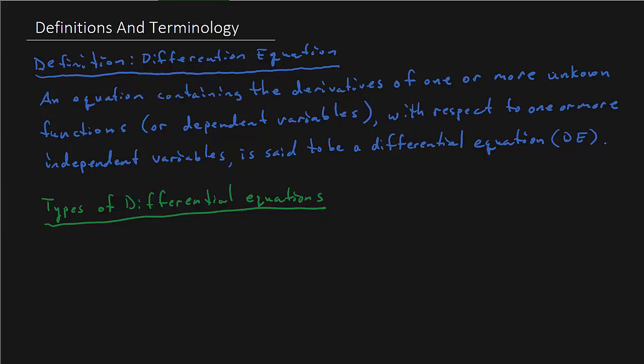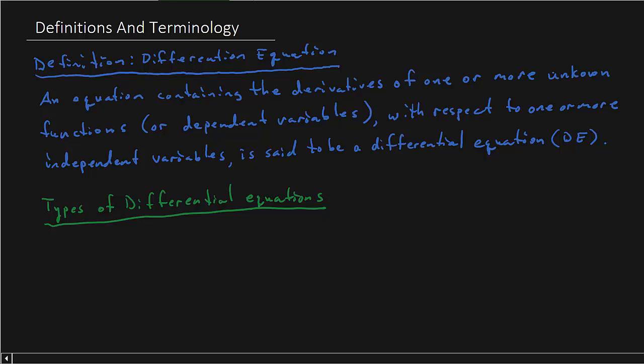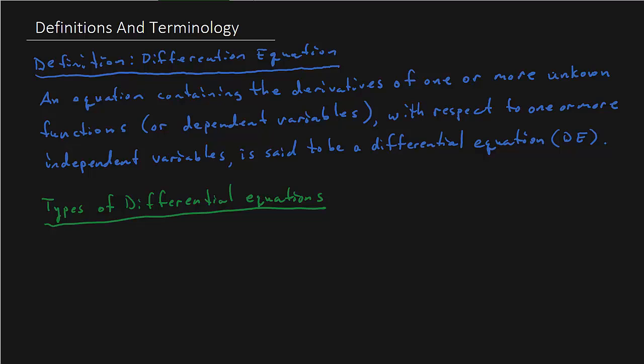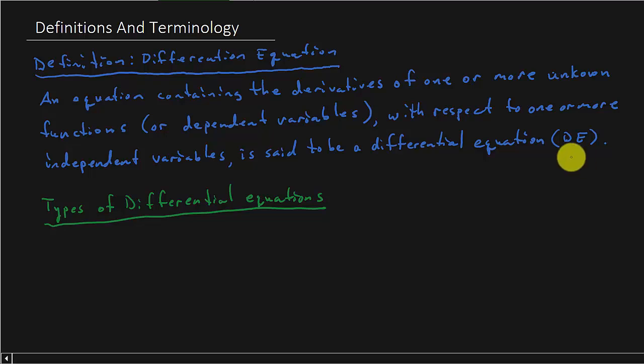All right, so we've got the definition. Differential equation: an equation containing the derivatives of one or more unknown functions or dependent variables with respect to one or more independent variables is said to be a differential equation. And if you see DE, that's what I'll use to abbreviate differential equation.